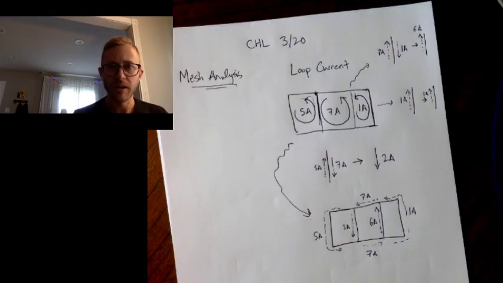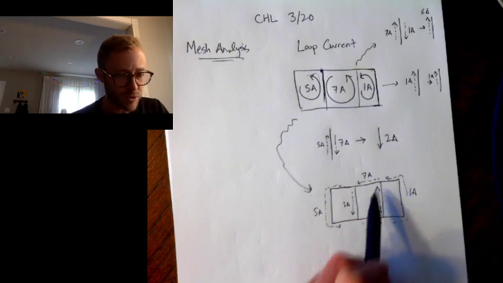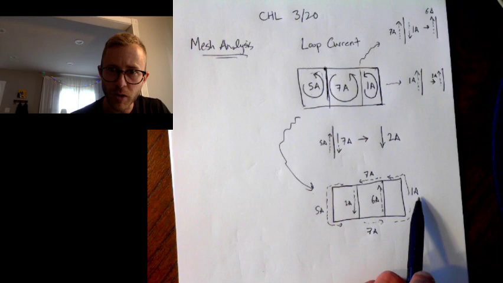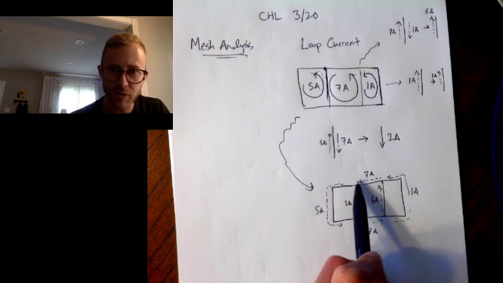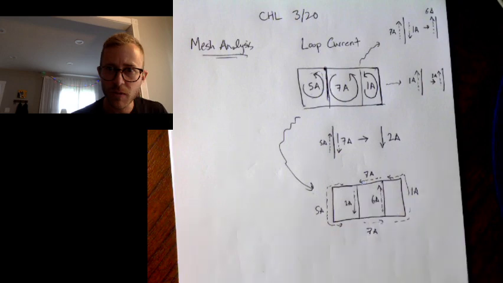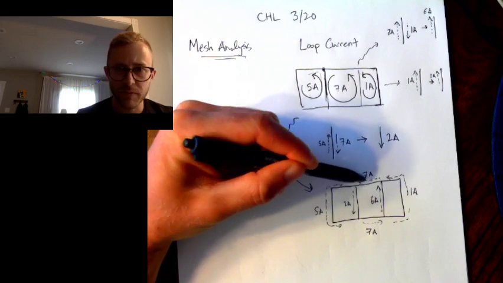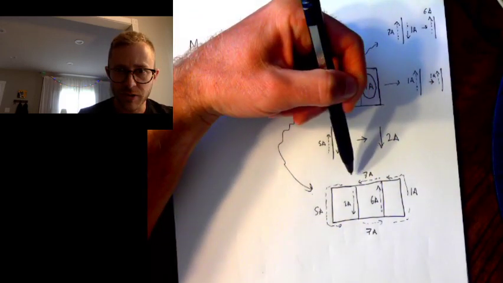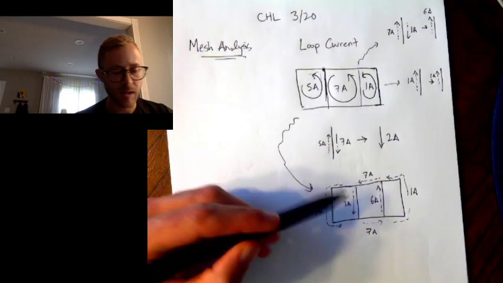And we can actually check. See how for this junction right here, for example, we have 6 amps and 1 amp going in to this junction, and we have 7 amps going out. What about this junction right here? You have 7 amps going into the junction, and you've got 5 amps and 2 amps going out.